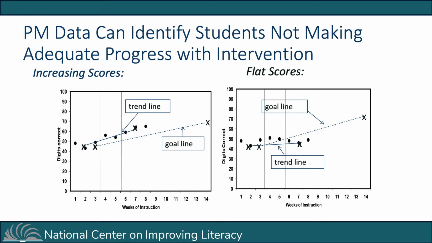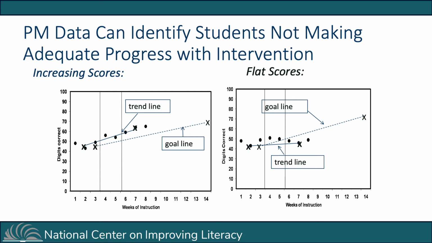Progress monitoring data can also identify students not making adequate progress with an intervention. Ideally, we use specific decision rules to decide which students are not making adequate progress. We can see improvement by looking at trend lines in comparison to their goal lines. On the graph on the left, the trend line is steeper than the goal line. The student is showing increasing scores, therefore the student is making adequate progress, and the end-of-year goal may need to be adjusted to provide more of a challenge.